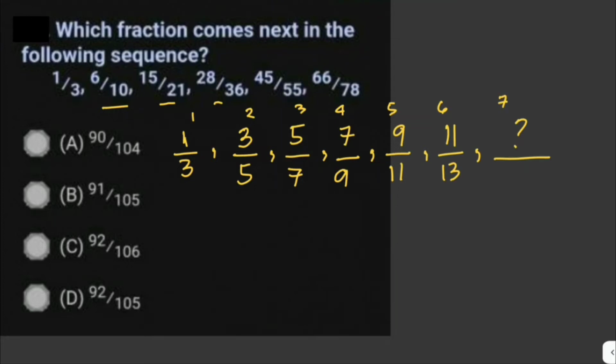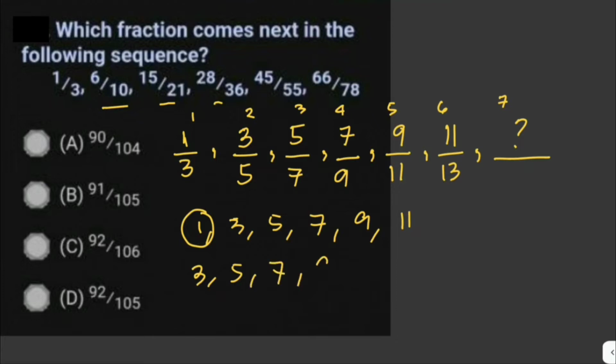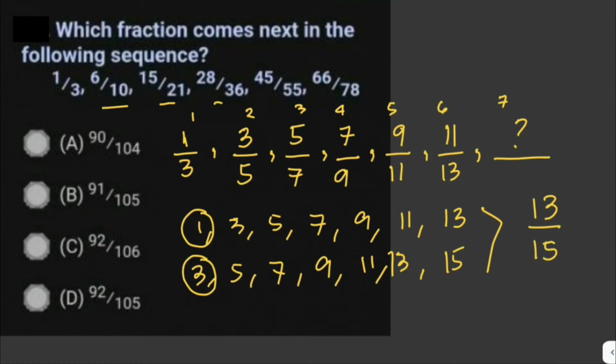And have you noticed that the numerators 1, 3, 5, 7, 9, and 11 are all odd numbers, and the sequence starts with odd number 1, while the denominators 3, 5, 7, 9, 11, 13 are also odd numbers, but the sequence starts with odd number 3. So the next numerator should be 13, the next odd number. And for the denominator, the next odd number would be 15. So the next fraction here is just 13 over 15.